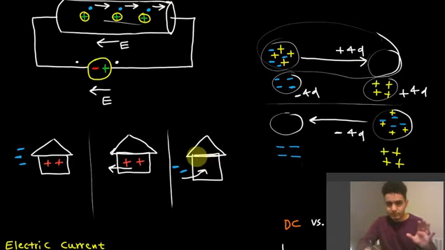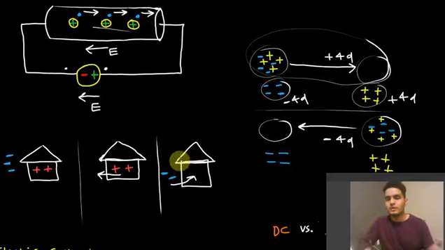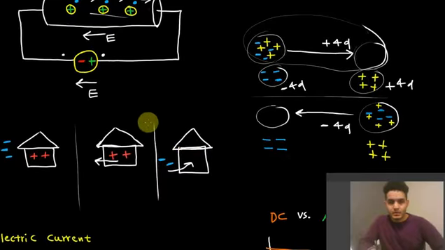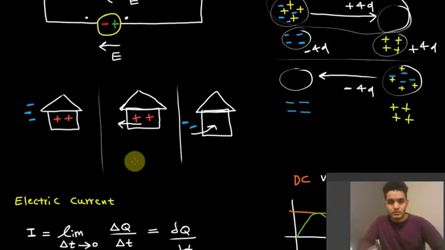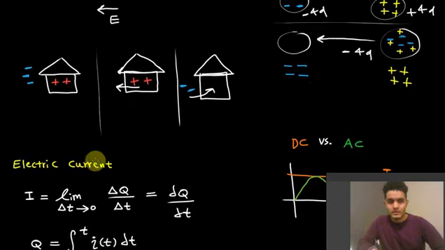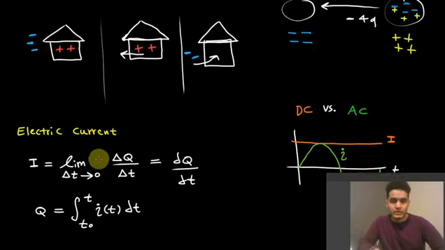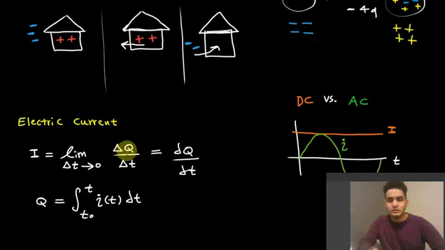And that's sort of vaguely analogous to what's going on here with the current. The end effect is the same. So now let's go on to the next idea, which is electric current, which is related to electric charge. So electric current is defined as the change in charge per unit time.